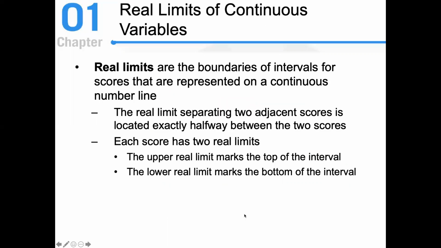Real limits are the boundaries of intervals for scores that are represented on a continuous number line. The real limit separating two adjacent scores is located exactly halfway between the two scores. Each score has two real limits. The upper real limit marks the top of the interval. The lower real limit marks the bottom of the interval. One way to think about this is a scale in tenths or hundreds, half a score unit above or below the scale value of the measurement unit. So again, the upper is the top of the interval, the lower is the bottom, and it's 0.5 above and below.